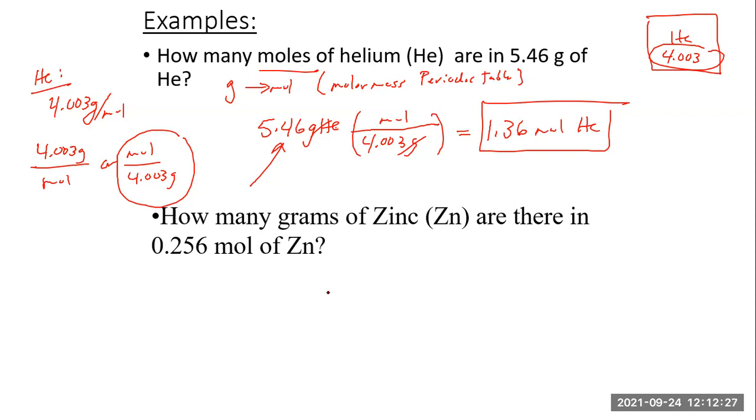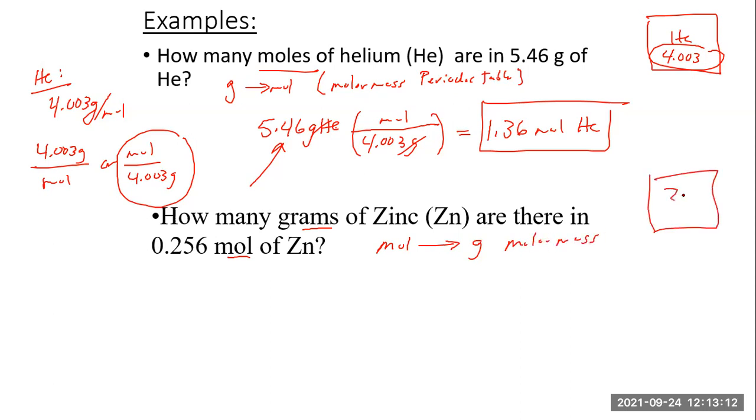Let's take a look at the next one, which is how many grams of zinc are there in 0.256 moles of zinc. So take a second here and see what you come up with. Okay, so let's take a look here. Again, we see grams, we see moles, we see no mention of atoms, so we should not be using Avogadro's number. Here we are going the opposite conversion, moles back to grams. We want to use, again, the molar mass to do that.